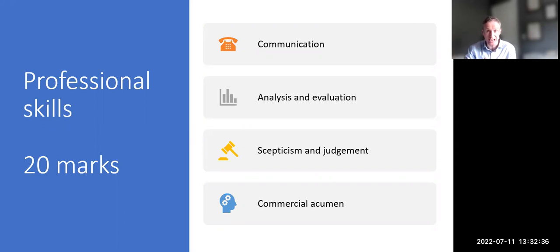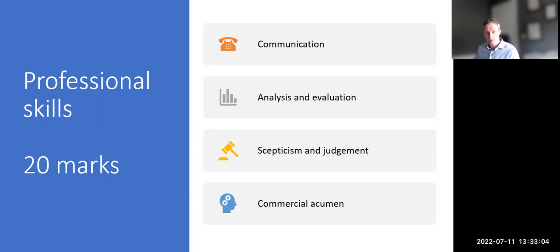So the first one is communication, the second one is analysis and evaluation, the third one is skepticism and judgment, and the final one is commercial acumen. The question will specify how many marks are available for the professional marks. There will be 10 marks available in question 1, and there will be 5 marks available in question 2 and 3 each. The question will specify which of those 4 areas you need to cover in order to get the full complement of professional marks.